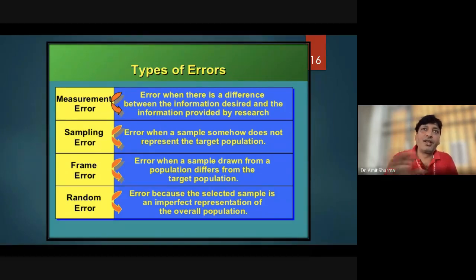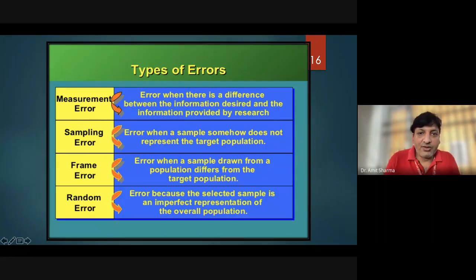So all those categories, whatever names of types of error I have written, for example, measurement, sampling, frame, and random, all these types of error fall under a third category which we call type 3 error. So any other error which does not fall under type 1 or type 2 falls under the type 3 category. For example, measurement error is a type 3, sampling error is a type 3, frame error is a type 3, random error is a type 3.